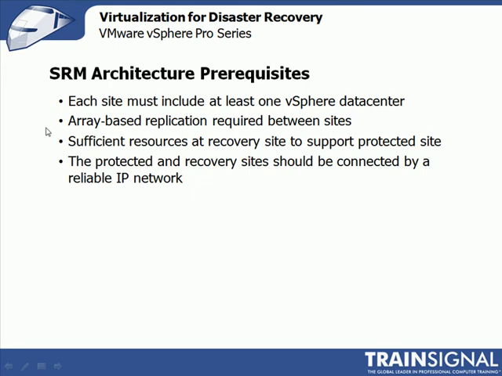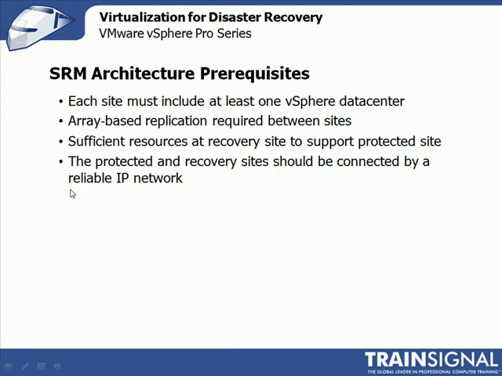Secondly, you'll need array-based replication between the 2 sites. SRM does not provide a means for replicating VMs as a feature today, so you'll have to leverage one of the many VMware-supported storage partners and their storage replication software. Thirdly, you'll need sufficient resources at the recovery site to support your recovered VMs. If your protected site, for instance, has, let's say, 10 servers and 100 virtual machines, but your recovery site only has 2 ESX servers and not a whole lot of memory, you're going to have some issues. You're going to have to make some trade-offs and only protect a certain portion of those virtual machines. So make sure you have adequate resources at that recovery site so that you can recover all of your critical virtual machines.